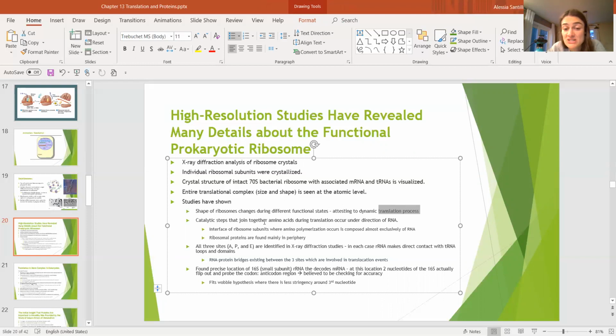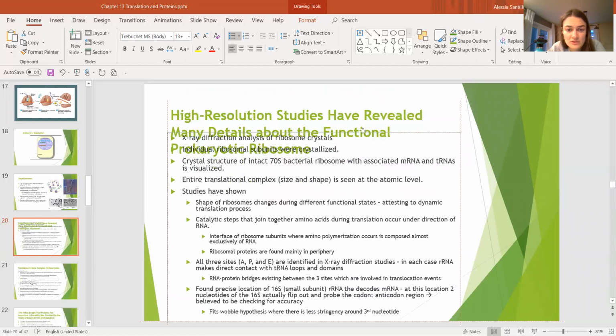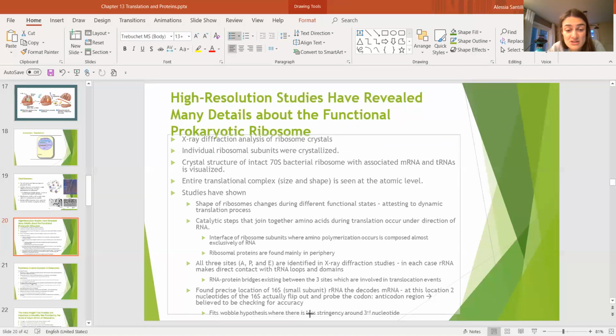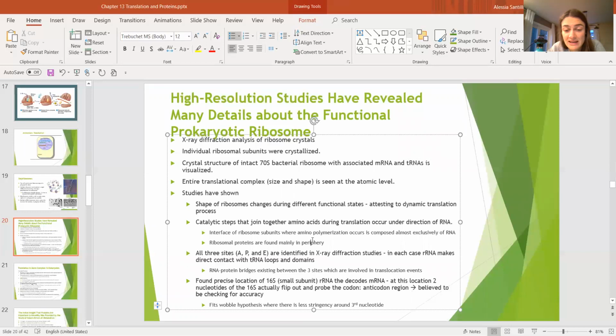The catalytic steps that join together the amino acids during translation occur under the direction of RNA, specifically the 23S rRNA in the large subunit. Evidence for this was seen because the interface of the ribosomal subunit where the amino acid polymerization occurred is composed almost exclusively of rRNA and not of protein, right? The proteins were seen as just there for structure and support and fine tuning. They're found mainly in the periphery.